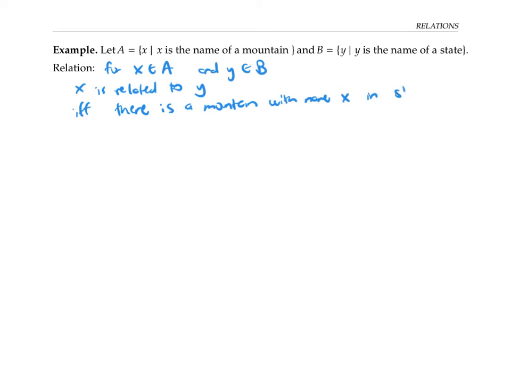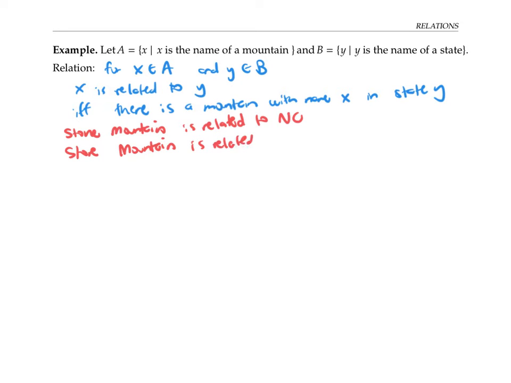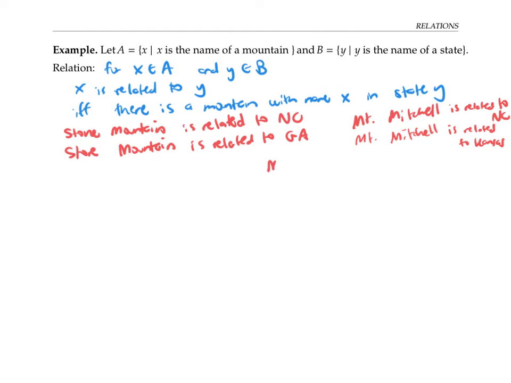X in state Y. So, for example, Stone Mountain is related to North Carolina, and Stone Mountain is also related to Georgia, because there's a Stone Mountain in both of those states. Mount Mitchell is related to both North Carolina and to Kansas, because there's a mountain named Mount Mitchell in both of those states. The North Carolina one's just more famous. Now, Mount Mitchell is not related to California because there's no mountain in California named Mount Mitchell.